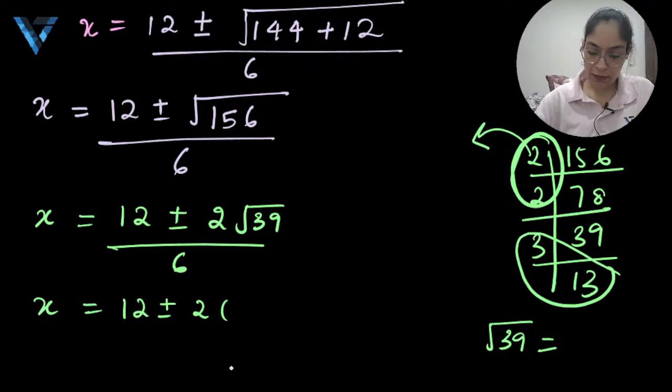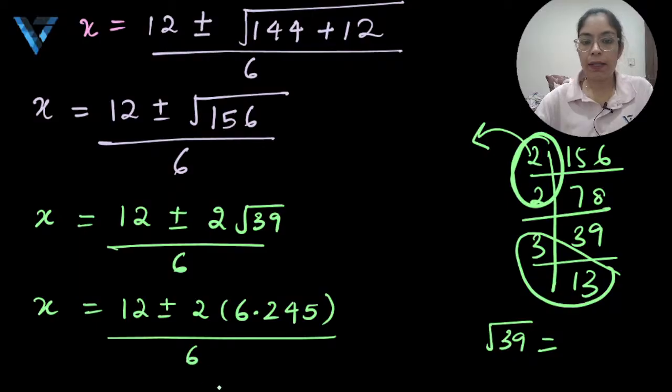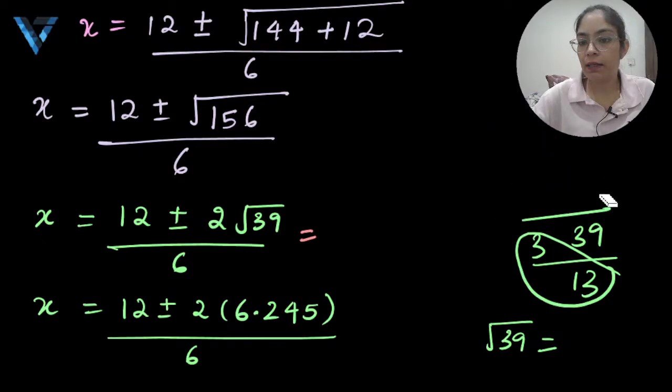Root 39 is 6.245. So you can multiply it by 2, or instead of multiplying, one thing we can do here is make calculations easier. 2 I can take out common.